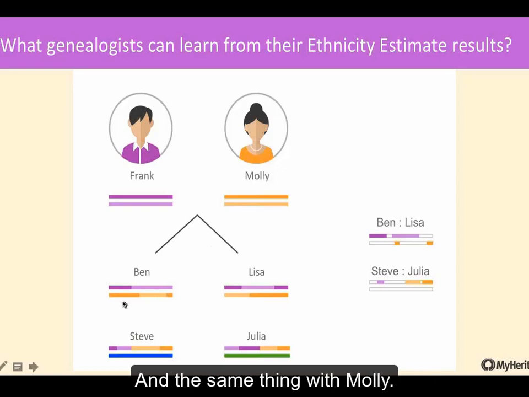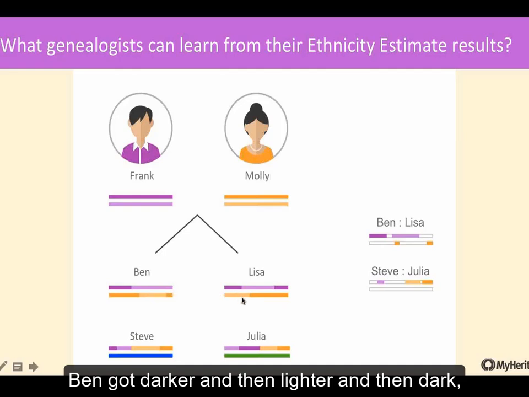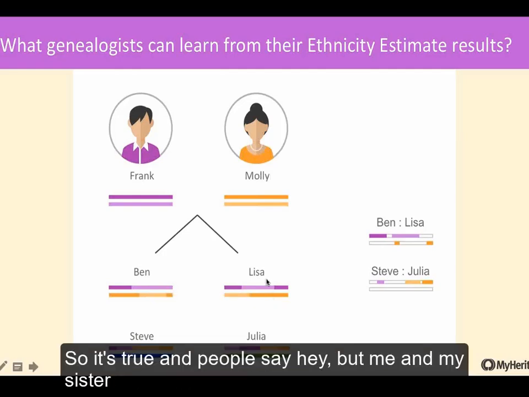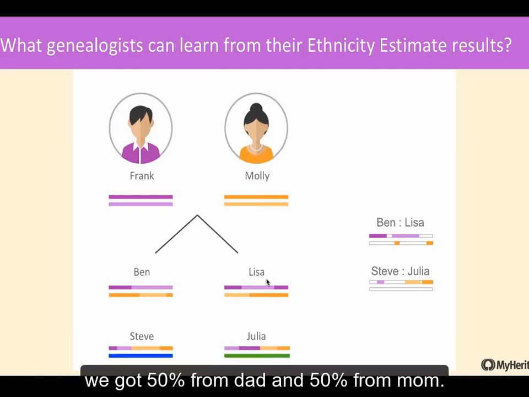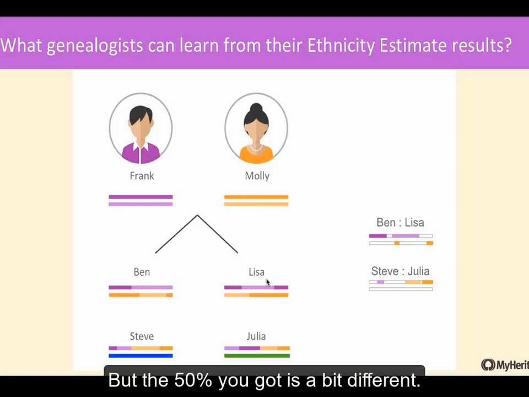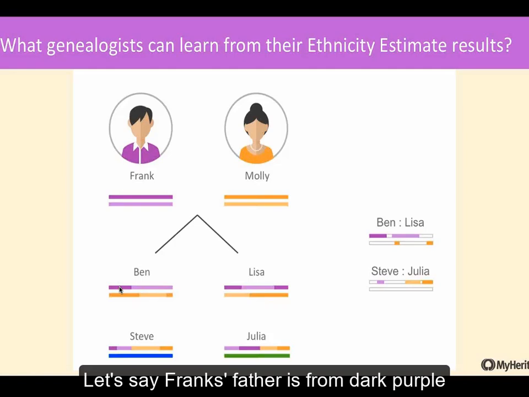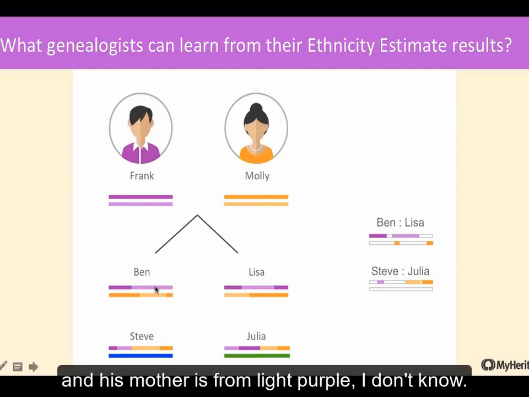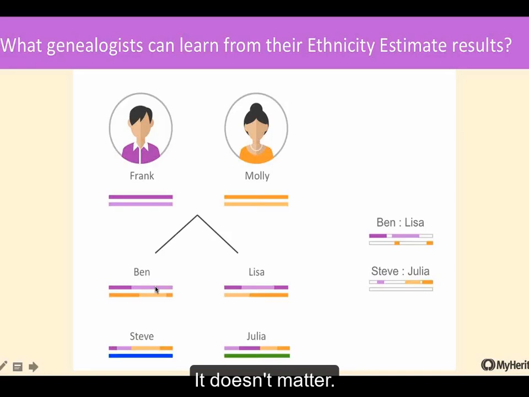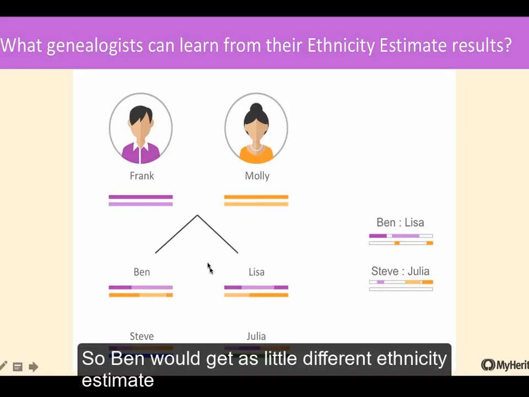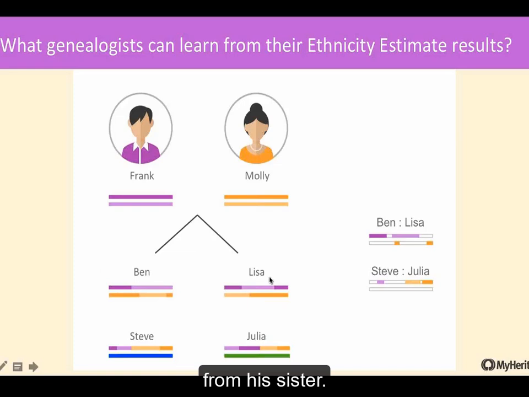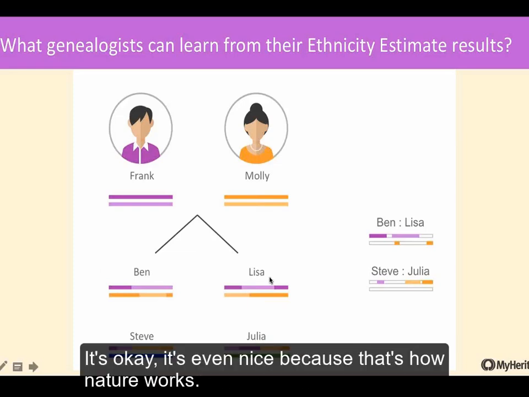So it's very good that there is variation. And the same thing with Molly. Ben got darker and then lighter and then dark, and Lisa got light and then dark. People say, hey, but me and my sister, we got 50% from dad and 50% from mom, and that's absolutely true. But the 50% you got is a bit different. Let's say the dark purple is a specific ethnicity. Let's say Frank's father is from dark purple and his mother is from light purple, I don't know, Irish and Japanese. It doesn't matter. So Ben would get a little different ethnicity estimate from his sister. And this is fine. It's okay. It's even nice because that's how nature works.